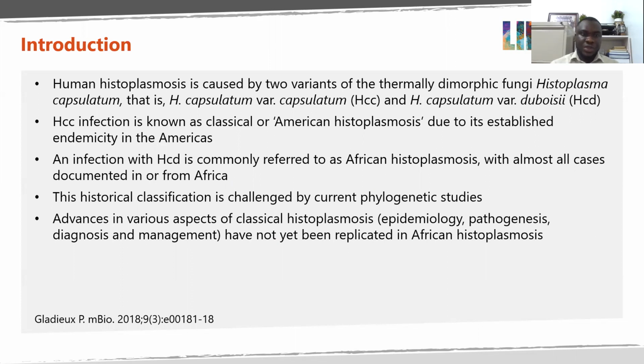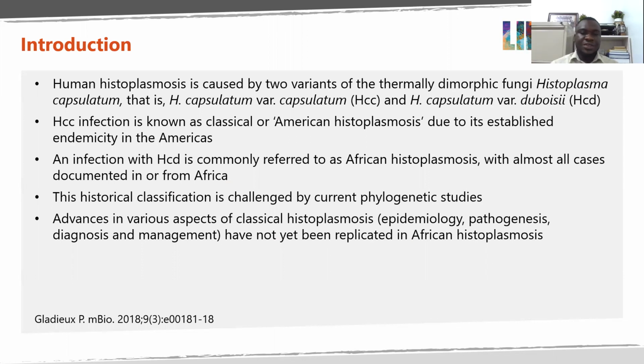An infection with variant capsulatum is known as classical histoplasmosis because that was the first form described by Samuel Darling in 1906. It is sometimes also known as American histoplasmosis because of its established endemicity in the Americas, that's Northern, Central, and South America. An infection with var duboisii, on the other hand, is commonly referred to as African histoplasmosis because almost all cases that have been reported are from Africa.